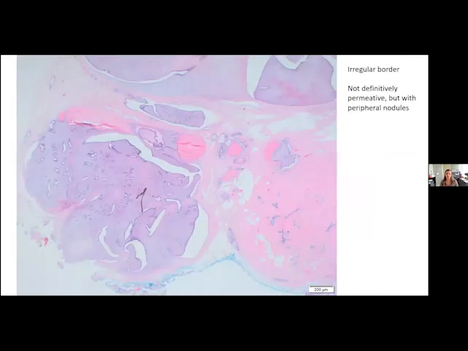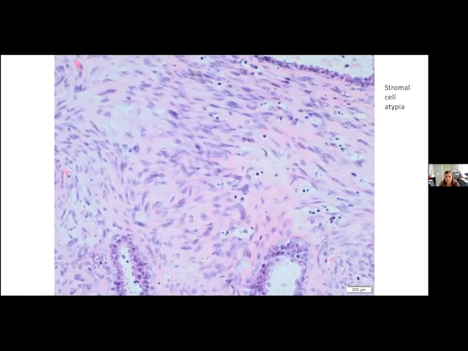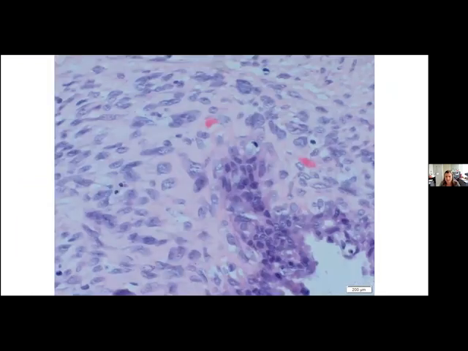While the borders of this lesion were more lobular, there were no areas at all where we could see definitive infiltrative or permeative growth. It was mostly these peripheral nodules, as you can see here. And her superior margin ended up being positive. In terms of stromal cell atypia, it also ranged from completely benign to areas like this, which were moderately atypical, to areas like this, which were markedly atypical. You can see these large pleomorphic cells.